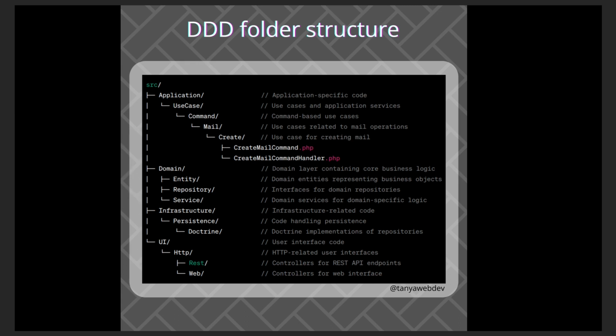REST. This subfolder contains controllers for the REST API endpoints. The controllers receive incoming HTTP requests, extract the necessary data, and delegate the processing to the application layer, executing the appropriate use cases. Web. This subfolder is dedicated to controllers for the web interface. These controllers handle incoming HTTP requests specific to the web application and interact with the application layer accordingly.